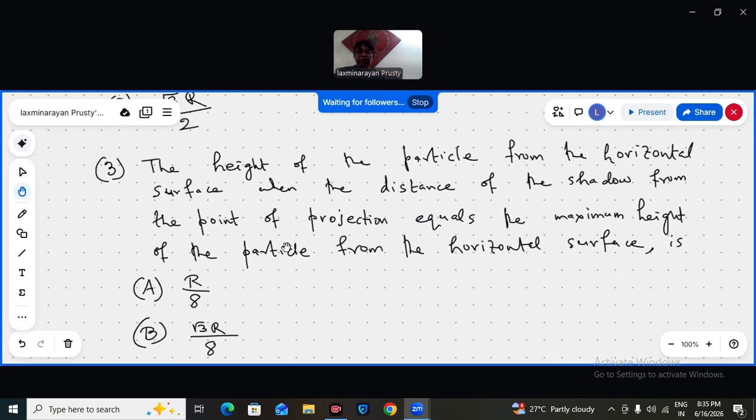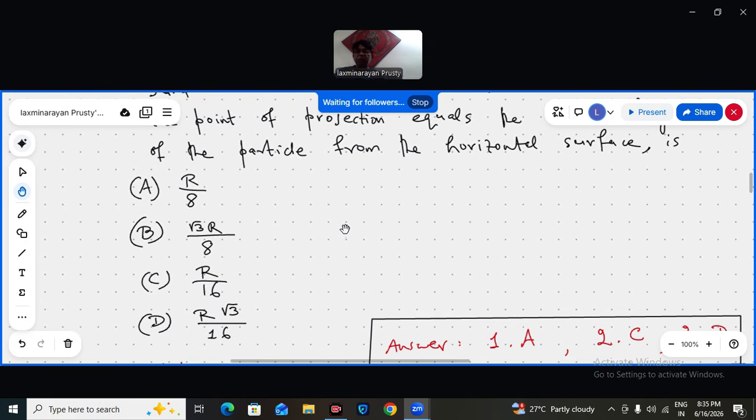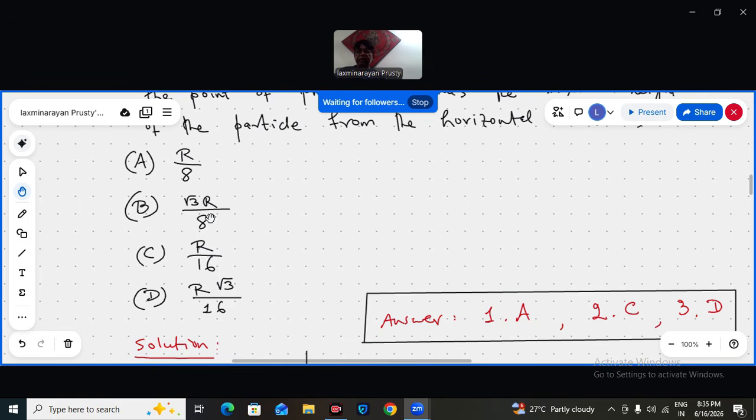Okay, the location of the shadow from the point of projection is equal to capital H. Capital H is the maximum height of the particle from the horizontal surface. So when the shadow is at a distance capital H from the point of projection, what is the height of the particle from the horizontal surface? That is, what is the y value of the particle? I have given four options: R by 8, root 3 R by 8, R by 16, root 3 R by 16.